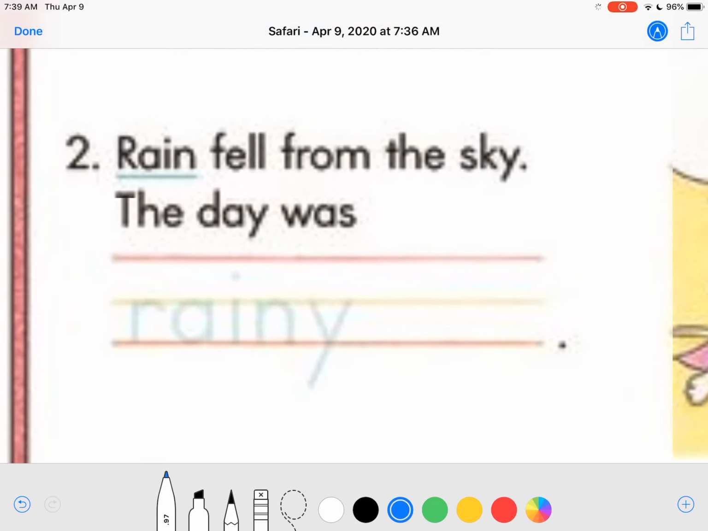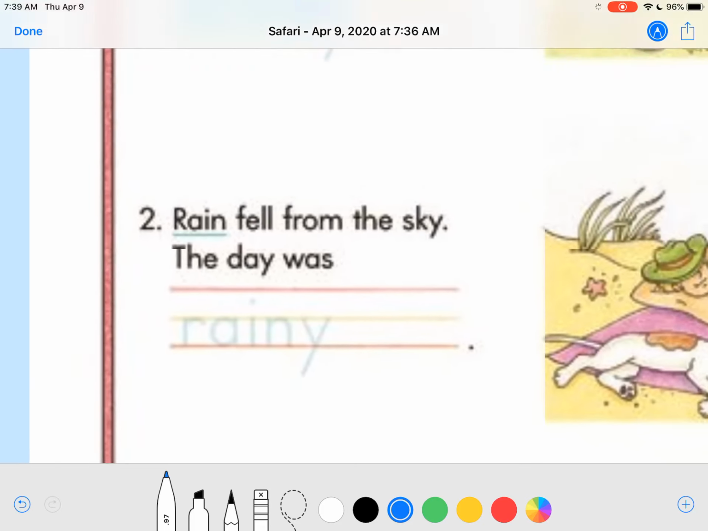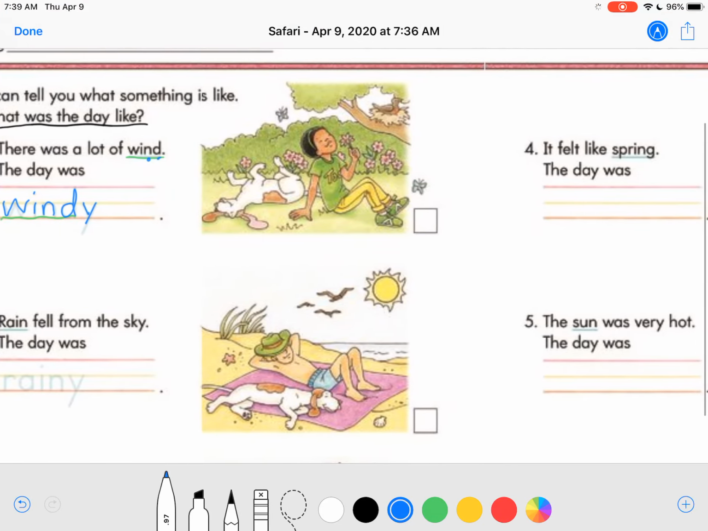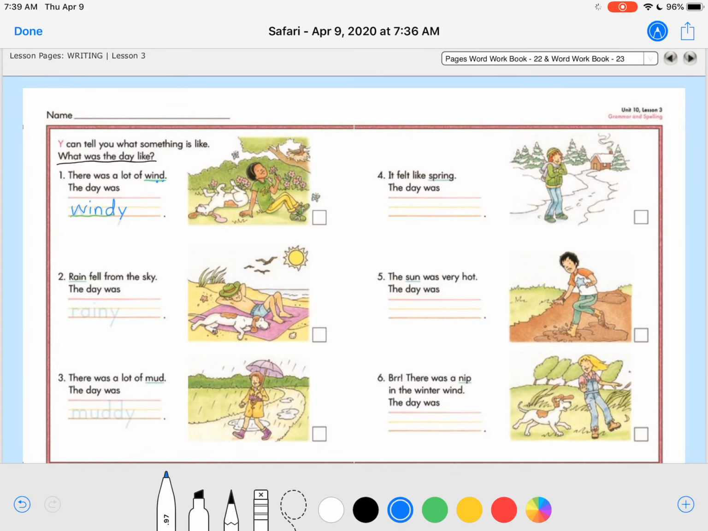Let's look at number two. Number two says, rain fell from the sky. Oh, I'm going to go back to number one. I forgot. On number one, we also want to find the picture that it matches. There was a lot of wind. The day was windy. When I look at all six pictures here, I can see that it's a very windy day way down here with Doc and Golly. So I'm going to put a number one in that box.